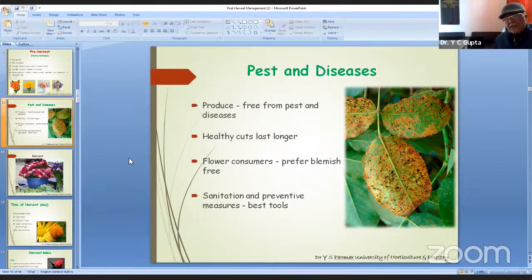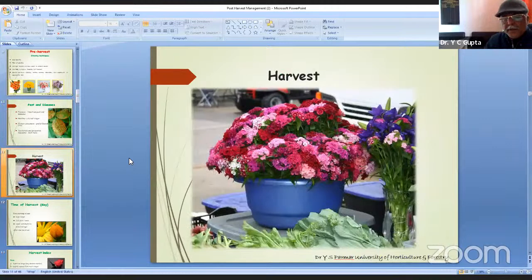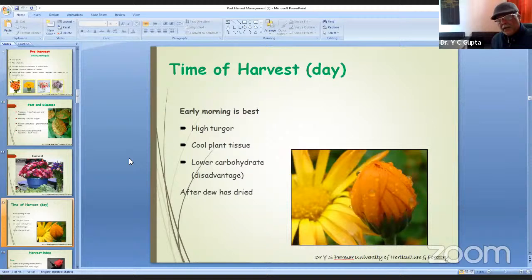Harvest, the ultimate factor, also plays a very important role, especially the time of harvest. Early harvesting in the morning hours is important because of high turgor pressure and the plant is cool, especially in case of rose. If you harvest rose before sunrise, the turgor pressure is high and the osmotic potential does not break down. There will be a long vase life.